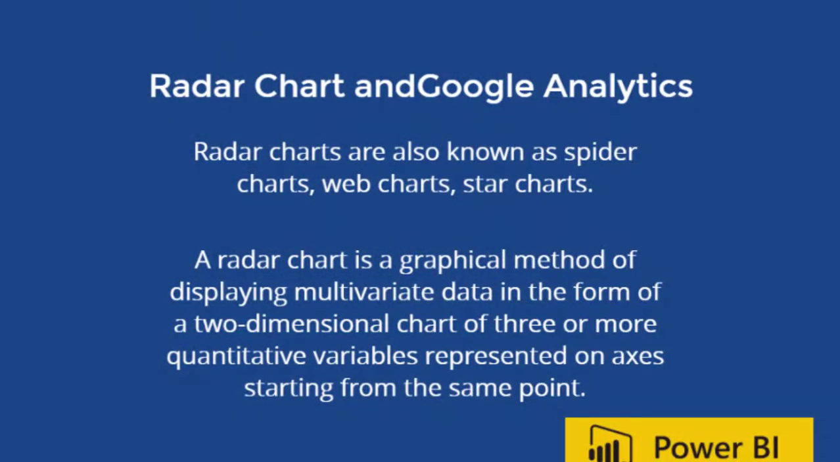Now we will see some of the definition of the radar chart. The radar charts are also known as spider charts, web charts, or you can say star charts. A radar chart is a graphical method of displaying multivariate data in the form of a two-dimensional chart of three or more quantitative variables represented on axis starting from the same point.